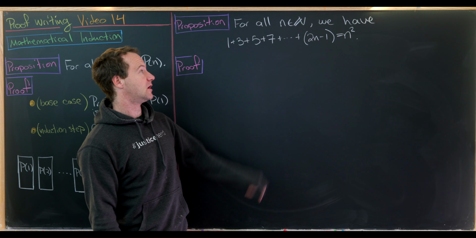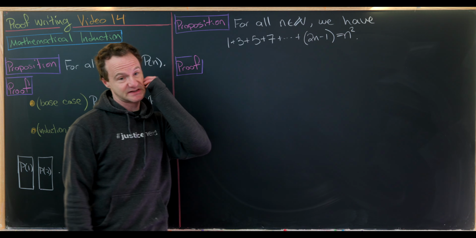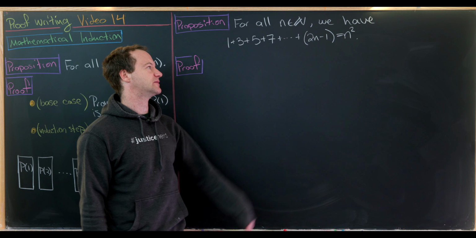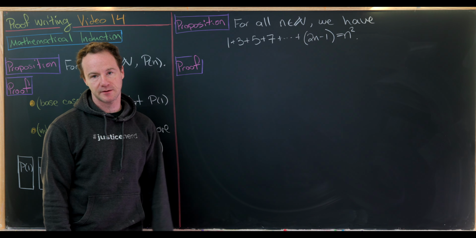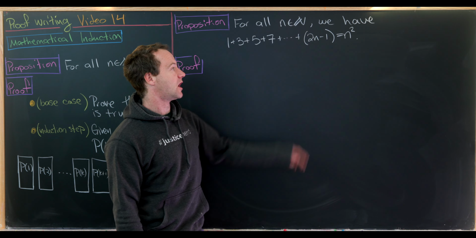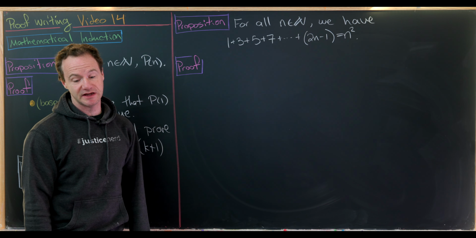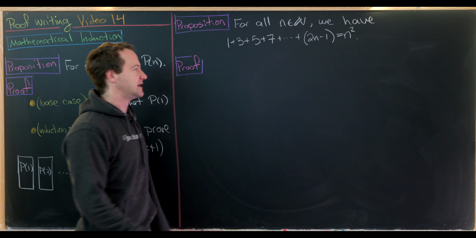Okay, so let's look at our first statement. We'd like to prove for all natural numbers n that the sum 1 + 3 + 5 + 7 + 9 + 11 all the way up to 2n - 1 is equal to n squared. So this is the sum of the first n odd natural numbers is equal to n squared. That's pretty interesting. Okay, so let's prove this by induction.